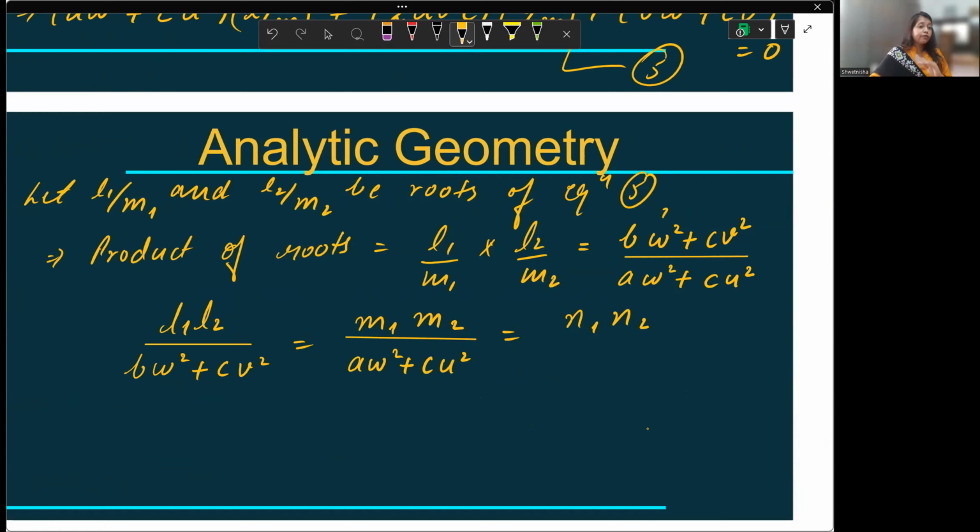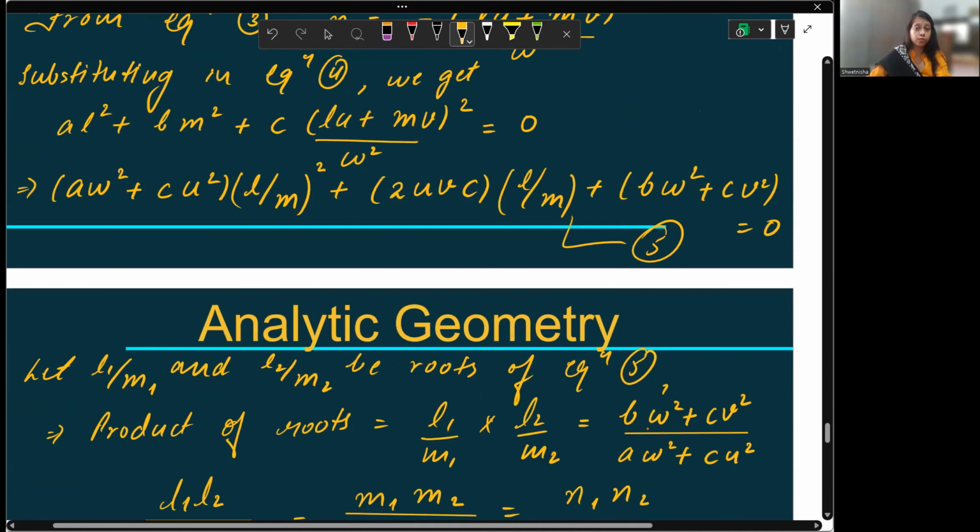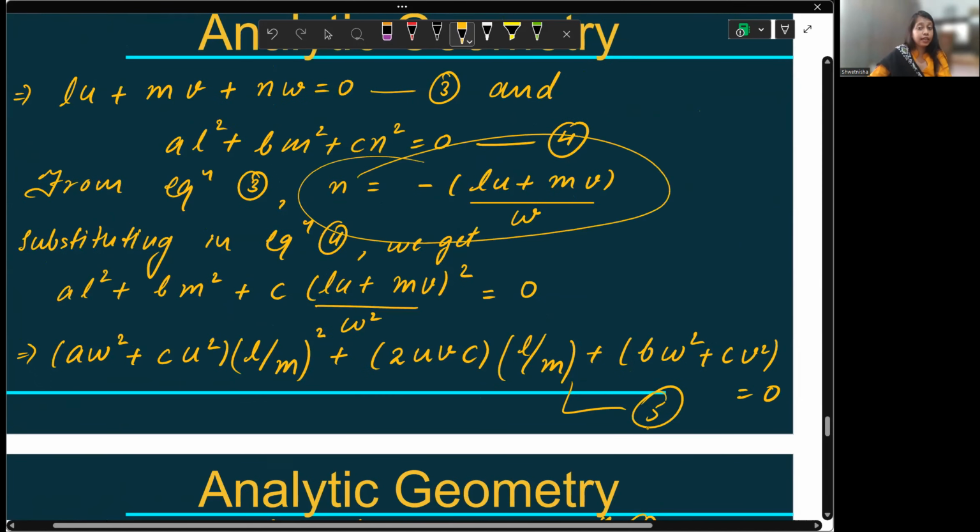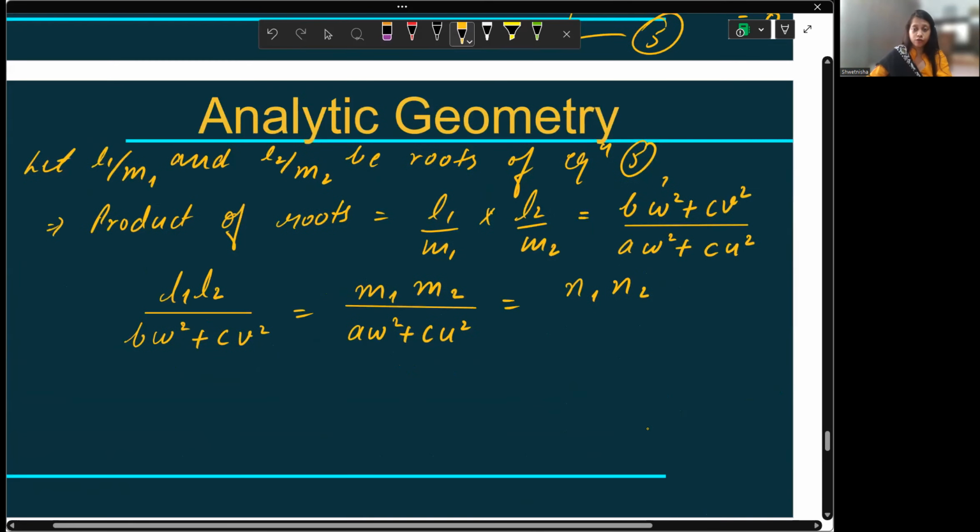See, I have obtained everything in terms of L1, L2 and M1, M2 because I have eliminated N from the beginning, from equation number 3. What if I would have eliminated M from here? I would get a relation in terms of L and N. Okay, so I don't need to repeat that. Because of that symmetry, I can just follow one.